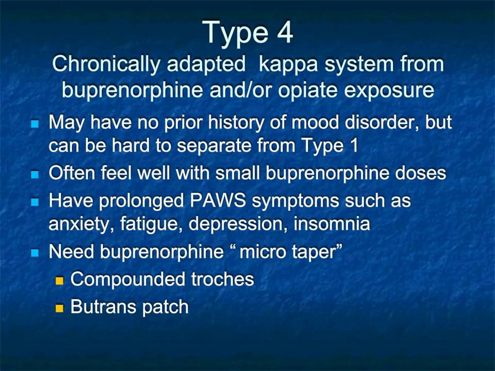Micro tapers, we're doing compounded troches at very low doses. We're using Butrans patches now to get to the much lower doses. This year coming up, 0.8 and 0.4 milligram doses, I believe, will be FDA approved for pain management, which is the original use of buprenorphine. And parenthetically, buprenorphine is something like 100 times stronger than morphine at low doses for pain management. It started off as an injection called Buprenex for post-op pain.